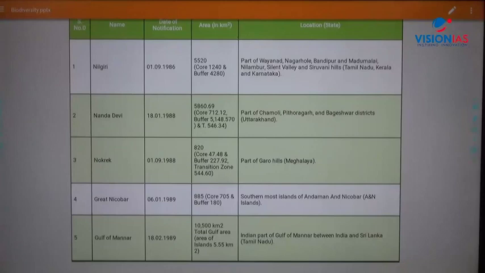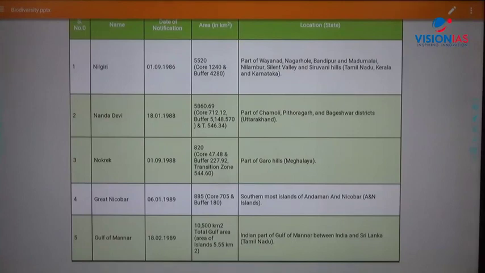One of such marine landforms is Adams Bridge, which is in a submerged condition, submerged between India and Sri Lanka. This region is a very rich biological diversity area. The important species that is present here is dugong.